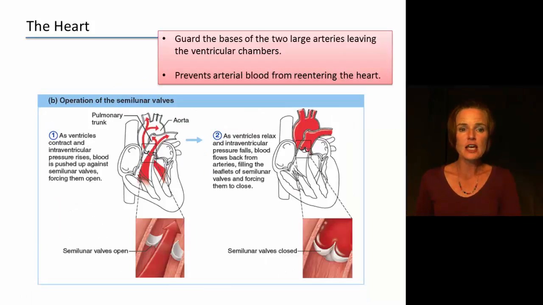The semilunar valves, these are going to be the valves that guard the bases of the two large arteries leaving the ventricle chambers. And their job is to prevent arterial blood from re-entering the heart. So again, the valves' job in general is to ensure that we just have one-way flow with our blood, again, from the atria to the ventricles and then to the great arteries.